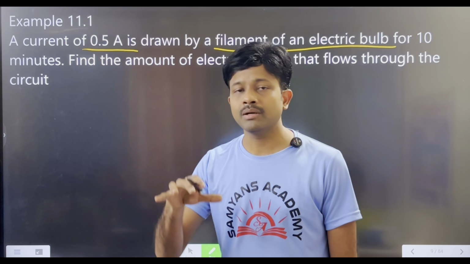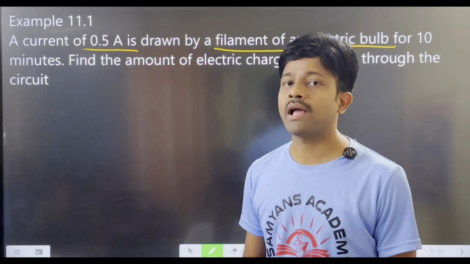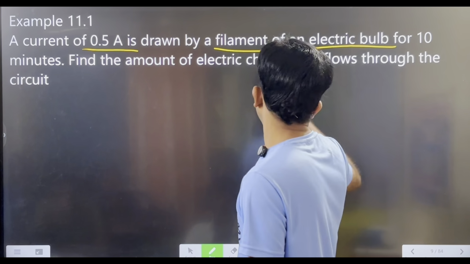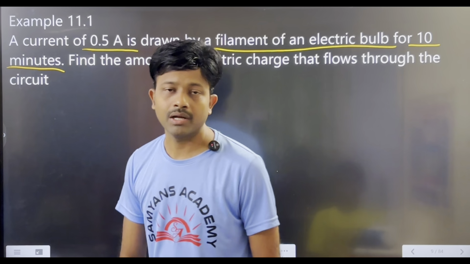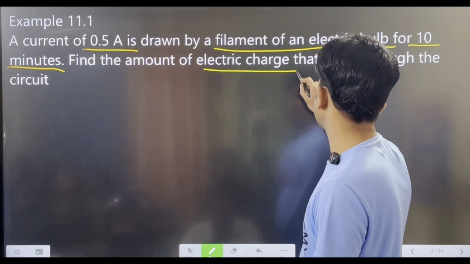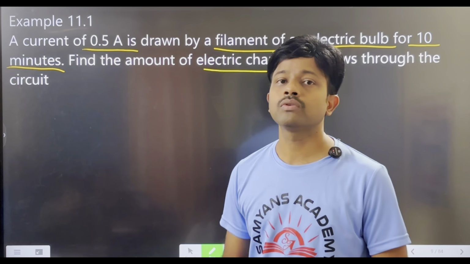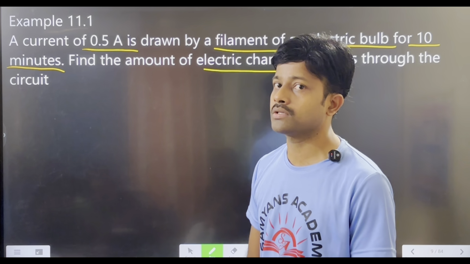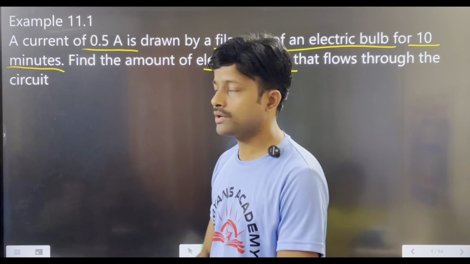So here the bulb is there. The bulb is taking how much current from the circuit? 0.5 ampere of current. And it is glowed for how many minutes? 10 minutes. So the bulb is switched on for 10 minutes. Then find the amount of electric charge that flows through the circuit. So we need to find the amount of charge, how many coulombs of charge pass through that bulb in that particular 10 minutes of time. Then how do you calculate this?